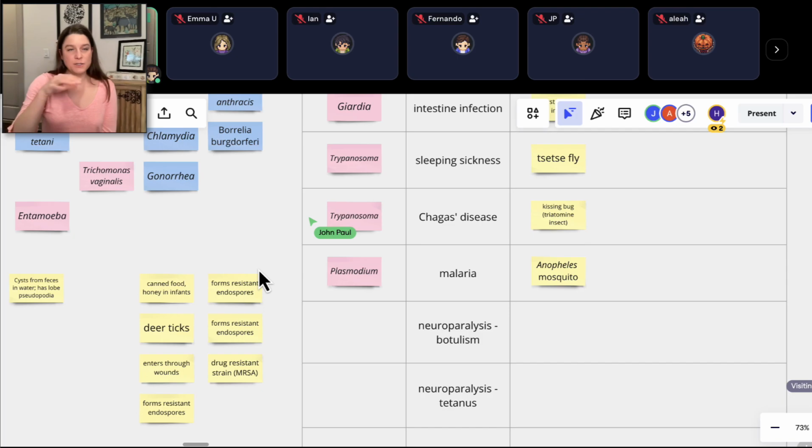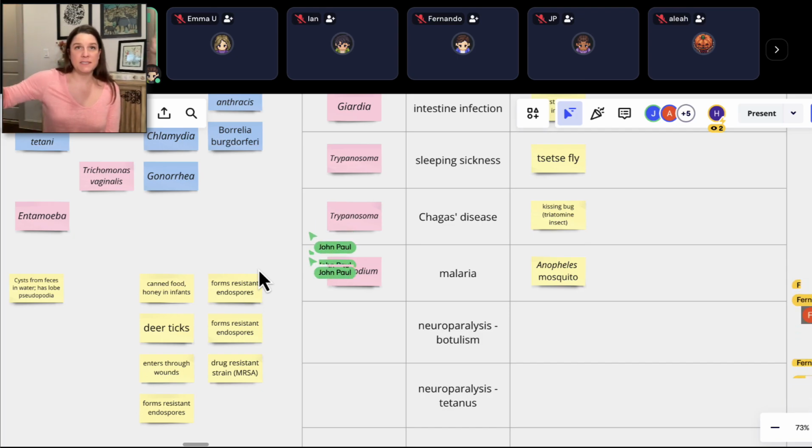The vectors, of course, remember, have part of the life cycle inside them, but it doesn't bother them or kill them or make them sick. And then part of the life cycle has to happen in the host, one or more hosts, and then it gets back to the vector, finishes the life cycle, etc.